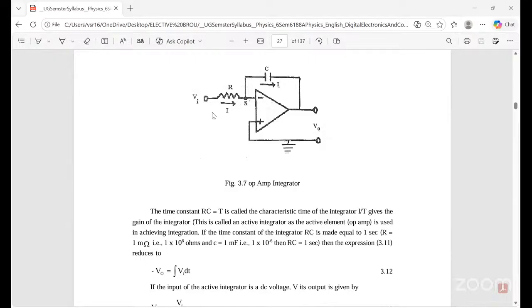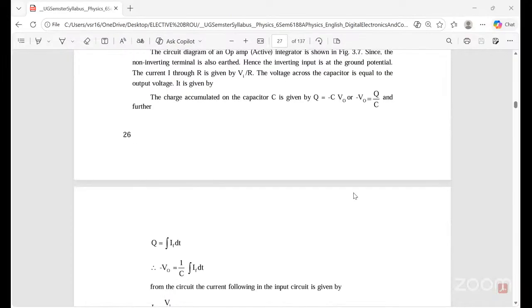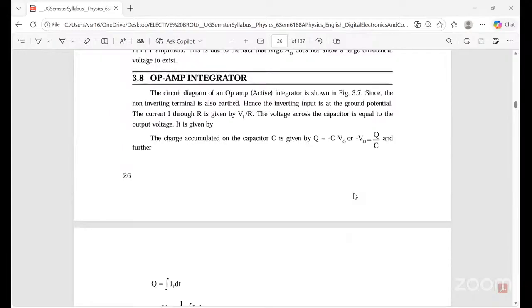Input voltage is fed back. If VA is there, R is there, and the input current from the source point, the non-inverting terminal is also earthed here, whereas the inverting input is at virtual ground. The current I through R is V by R, and the voltage across the capacitor is equal to the output voltage.